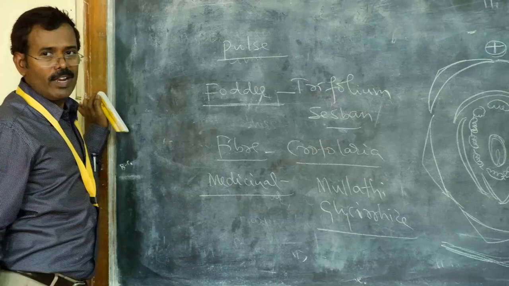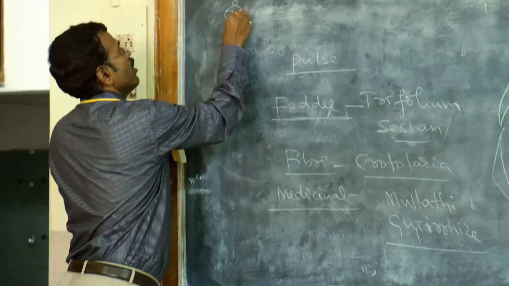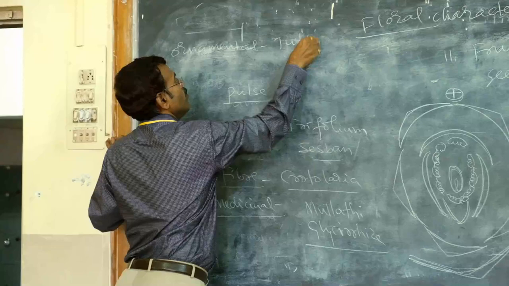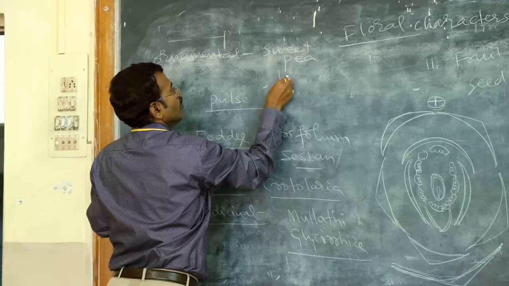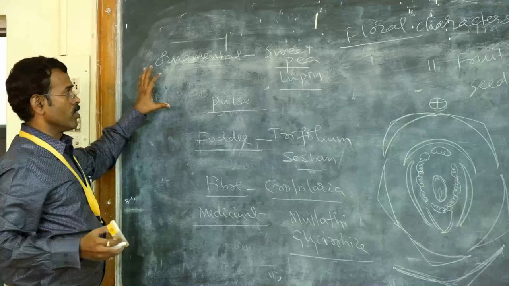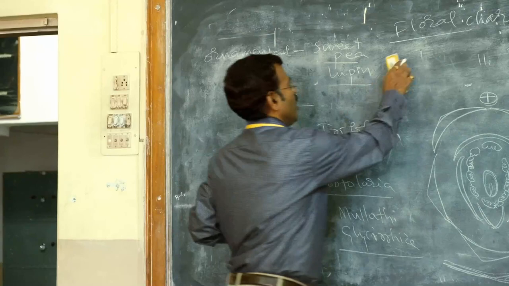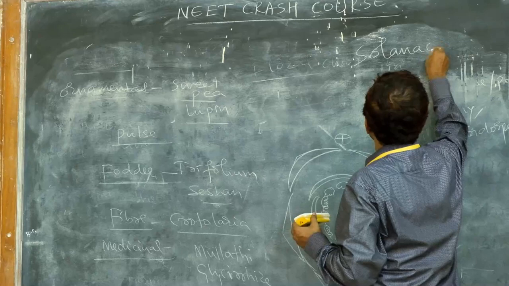And some ornamental plants are there. Ornamental plants, mainly you have, not tulip, it is mainly sweet pea, lupin. These are ornamental plants in case of family Fabaceae. So these are all the characters of the family Fabaceae. Moving on to the next family, that is Solanaceae.